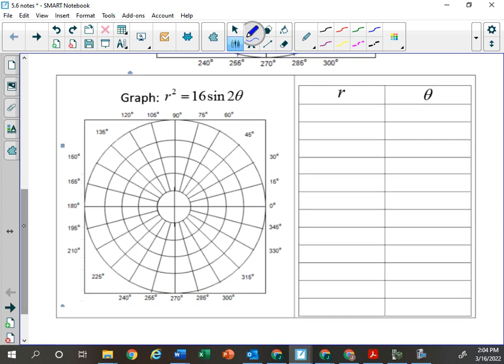Okay, what's different about this one? R squared. So when you see r squared, you go, okay, that's a lemniscate. Lemniscate. That's how you spell it.